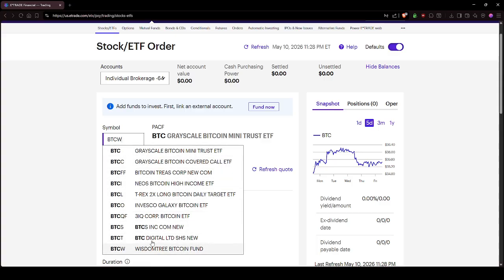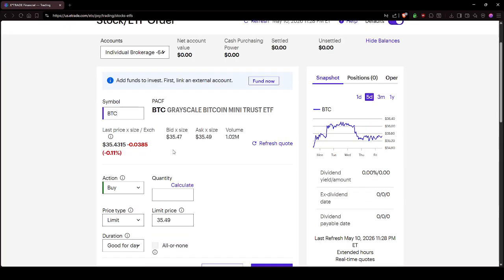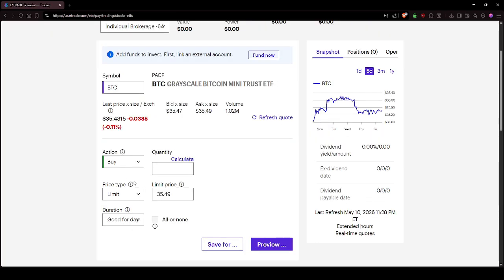Etrade will display the current market price, and you can decide whether to buy at market price or set a limit order to buy at a price of your choosing. Review your order carefully and proceed to confirm your purchase.